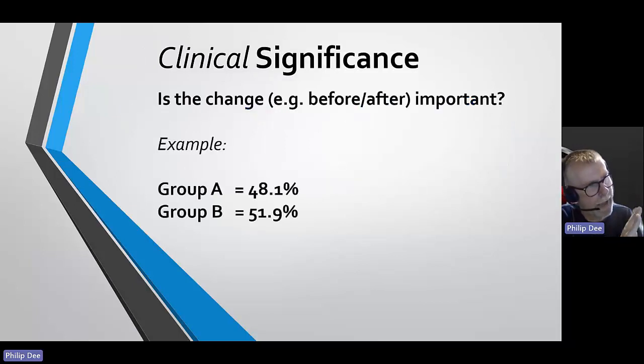I say, look, without any context, let's imagine I've got two groups, A and B, and I've measured something. And in group A, that average was 48.1%, and in group B, it was 51.9%. I say to students, intuitively, do you think this is going to be of clinical significance? And most students go, nah, because the numbers are very close together.